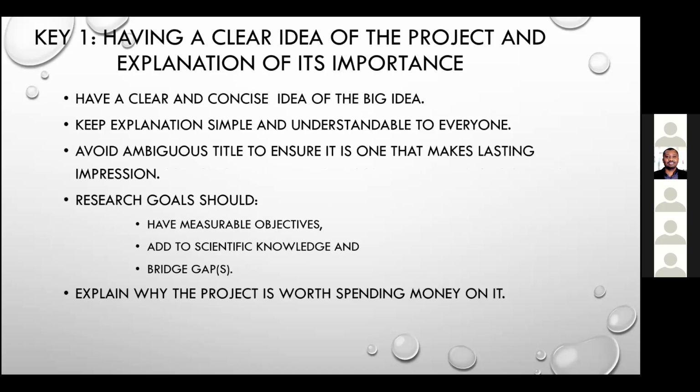Key 1 is having a clear idea of the project and an explanation of its importance. The first point is to make sure that the big idea we have can be communicated to others. As researchers, sometimes the ideas we have are embedded in our heads, and communicating such ideas to others becomes a challenge. The paper advocates for the need to be clear and concise about the big idea, and further to be able to communicate our idea in the simplest of form to everyone, be it an expert or a non-expert in the field, as some of the reviewers of the grant may not necessarily be experts in our research areas.